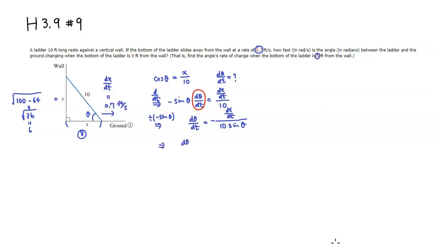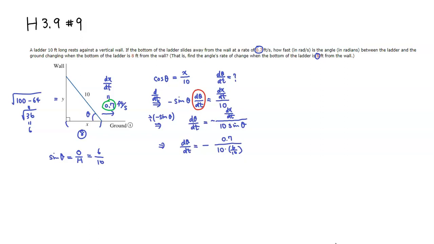So d theta over dt is equal to negative. dx over dt is given right here, so 0.7. And 10 is 10. And then sine of theta. In order to find sine of theta, sine is opposite over hypotenuse. Opposite in this case is y, which is 6, and the hypotenuse is 10. So we can plug in 6 over 10 for sine of theta.